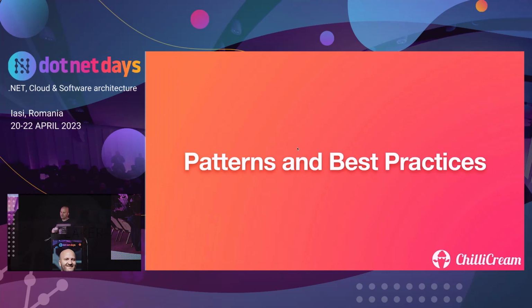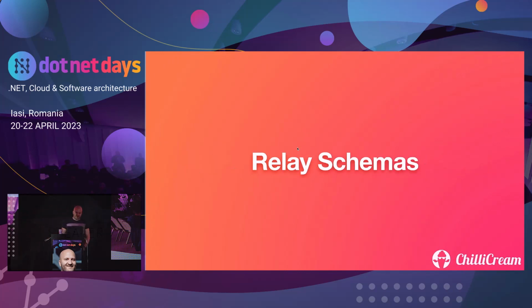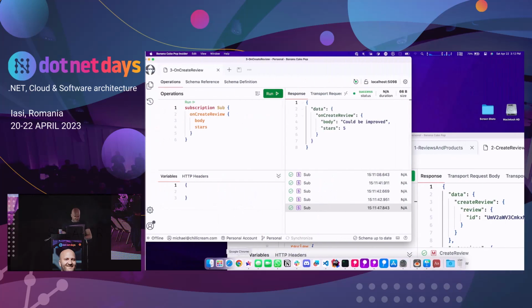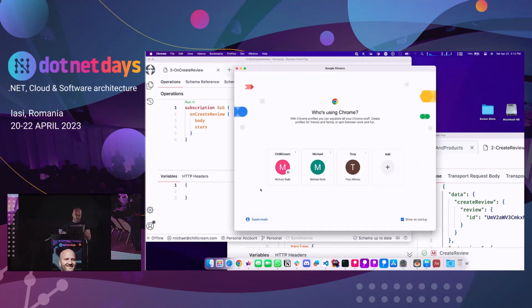Okay, let's talk a bit about best practices in GraphQL. And there we always have something that is called the relay schema pattern. The relay schema pattern is also how to build GraphQL at enterprise scale. It's how Facebook builds GraphQL. Let me show you an application example, because it's always good to understand why we do these things.